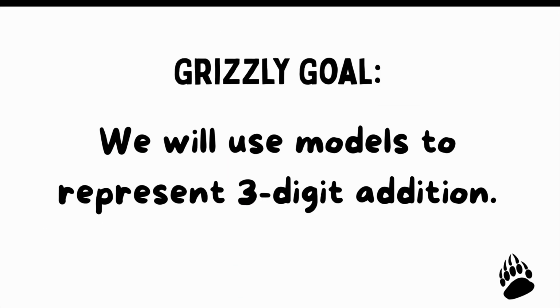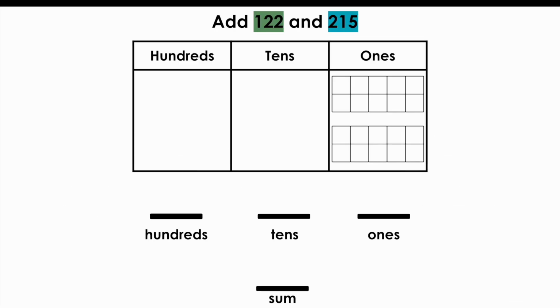Welcome back, Math Grizz. Today we will use models to represent three-digit addition. Let's add 122 and 215.